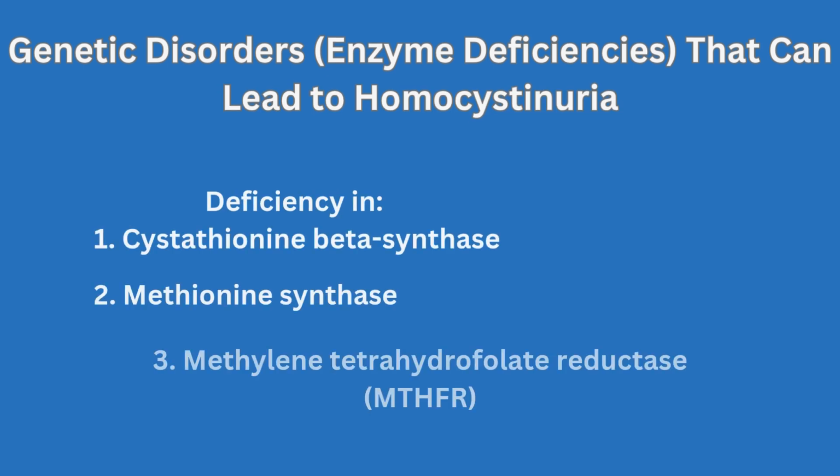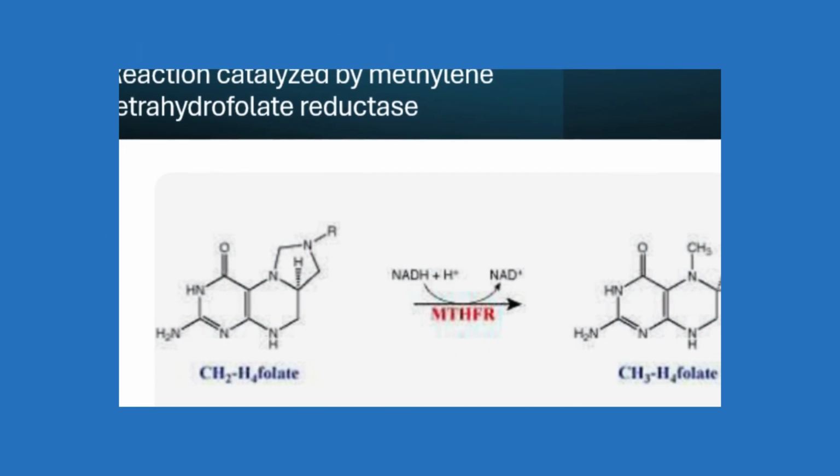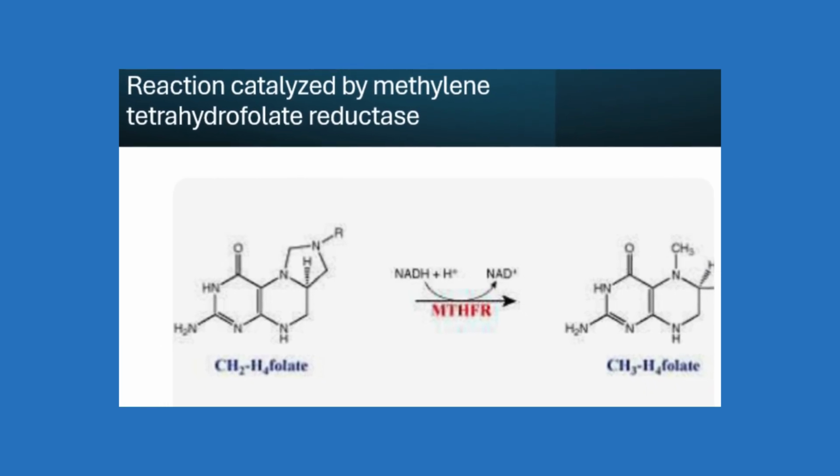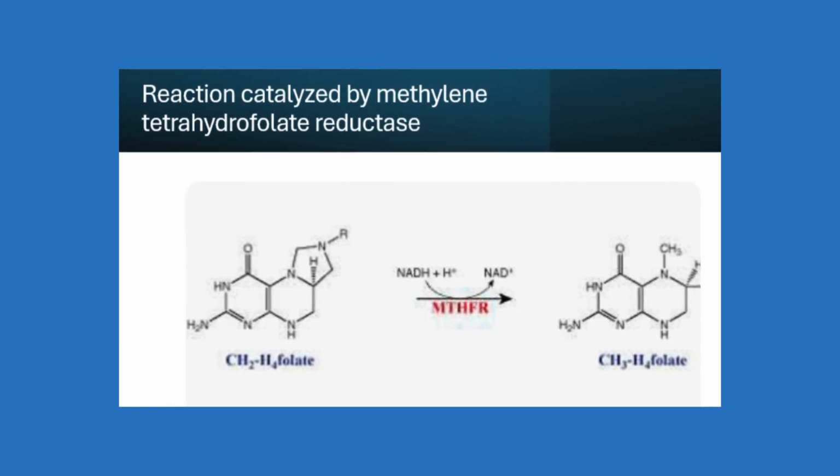Enzyme deficiencies that can cause homocystinuria include the following: 1. Cystathionine beta-synthase. 2. Methionine synthase, homocysteine methyltransferase. 3. Methylene tetrahydrofolate reductase, MTHFR. We have talked about the reactions catalyzed by cystathionine beta-synthase and methionine synthase earlier. Now, let's talk about methylene tetrahydrofolate reductase, MTHFR.